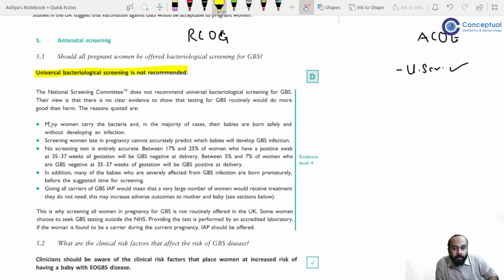इसमें ये पहला प्रॉब्लम था that many women carry this bacteria obviously, but in the majority of the cases the babies are born safely and they do not develop any infection. So the first thing is ये screening का कुछ मतलब नहीं बनता है they say, because though 40% of females might have colonies of this bacteria, but not 40% of women have babies which have this infection. Secondly, screening अगर कर भी ले, we are not able to detect कौन से बेबीज में GBS होगा.